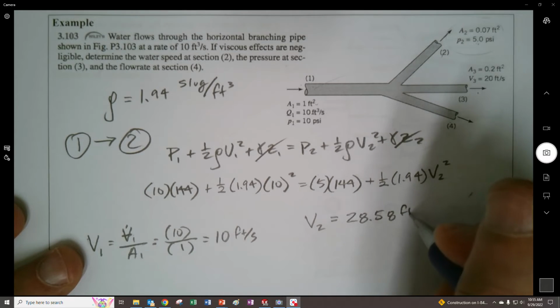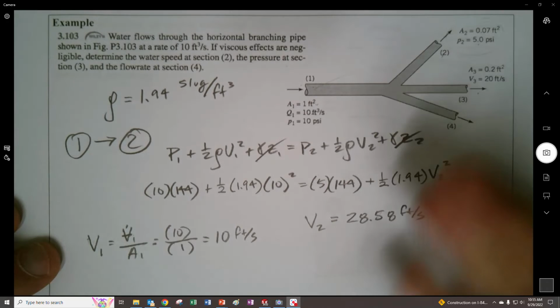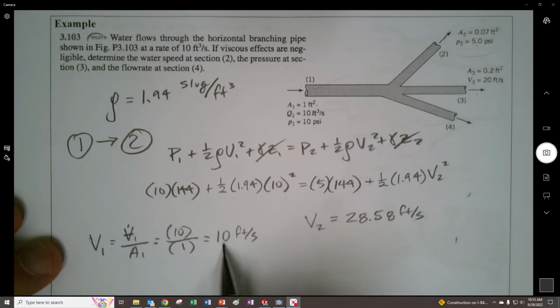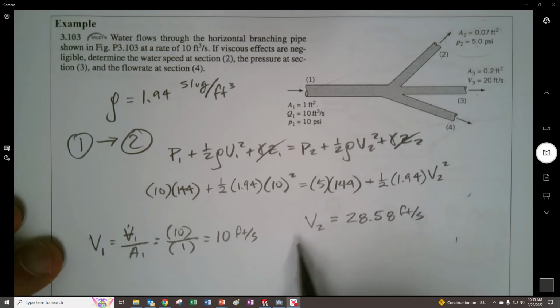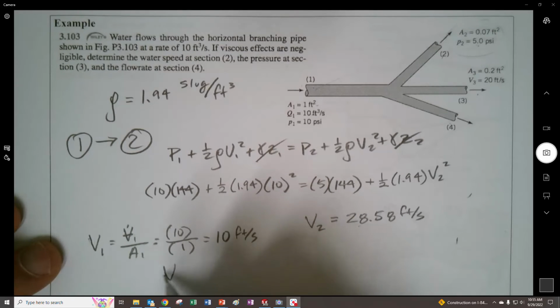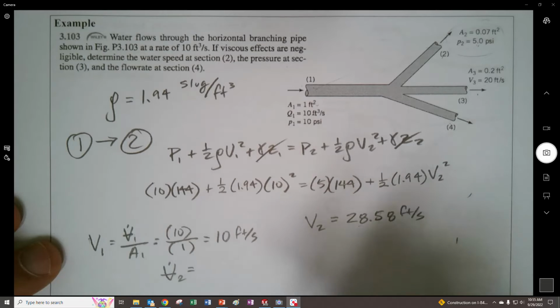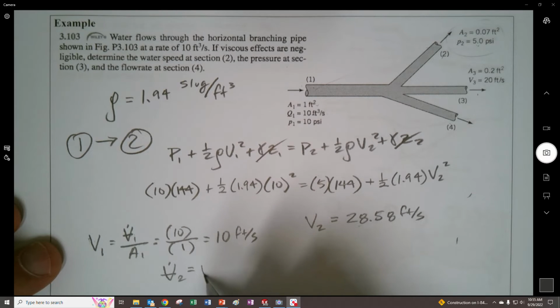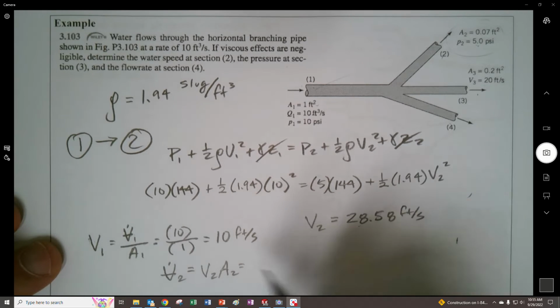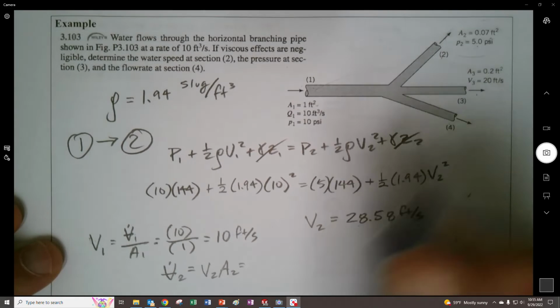5.8 feet per second, right? So we see this is like 2.8 times what it was coming in, in terms of the velocity. But let's find out what the volumetric flow rate at 2 is going to be. That's something we might want to know. So let's take V2 times A2, and we're given that that's 0.07.